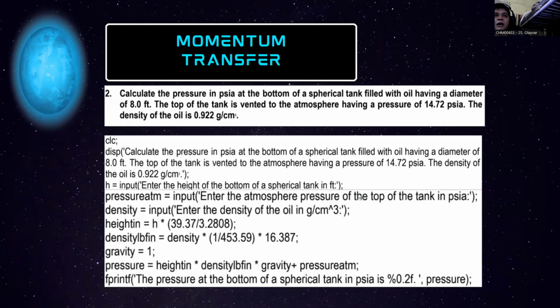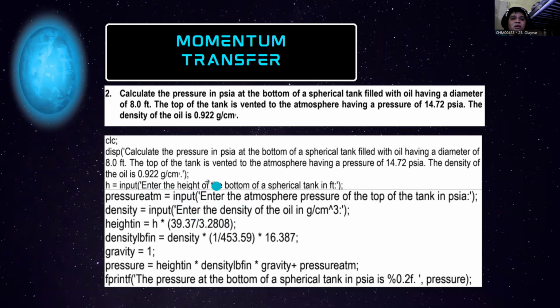And next, our new problem. Calculate the pressure in pounds per square inch at the bottom of a spherical tank filled with oil having a diameter of 8 feet. The top of the tank is vented to the atmosphere, having pressure of 14.72 pounds per square inch. The density of the oil is 0.922 gram per cubic centimeter.